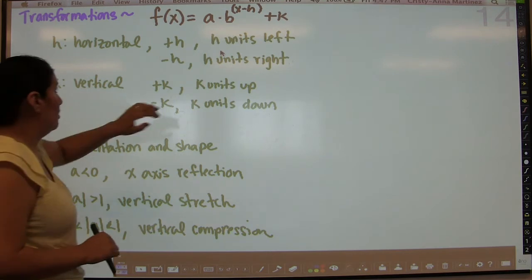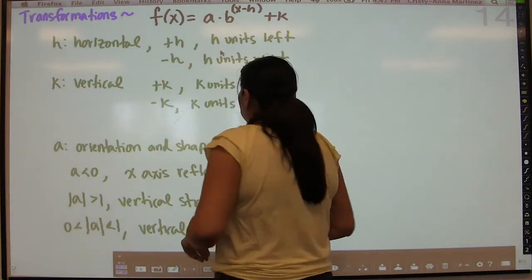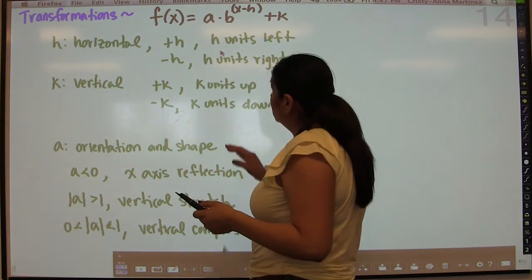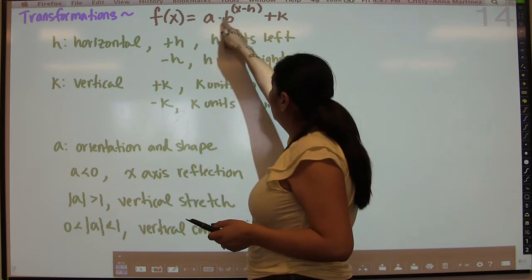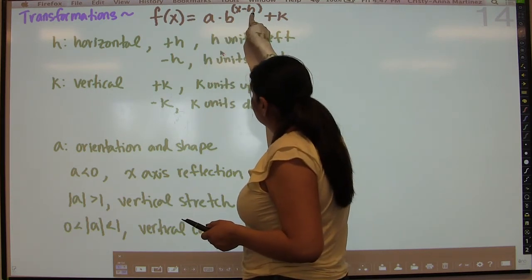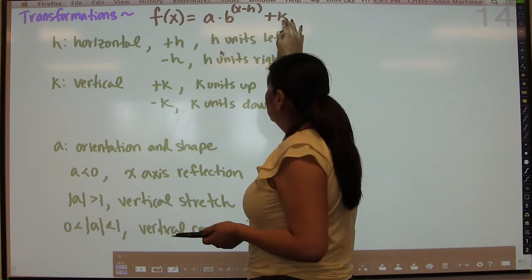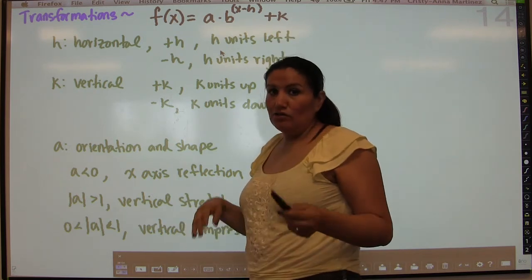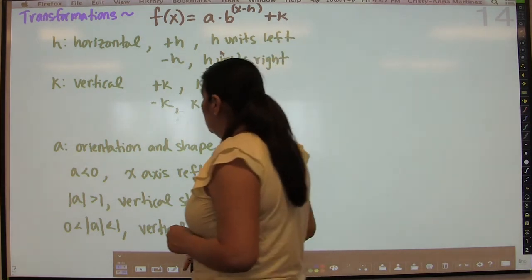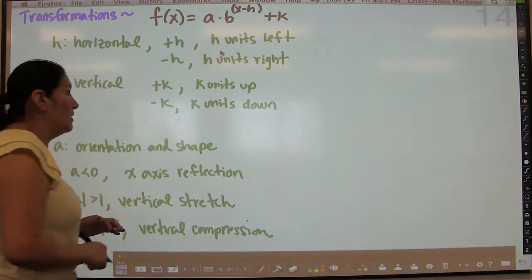So you will see up here the parent graph along with a couple of extra letters. So we have an a, we have an x minus h instead of just the b to the x power, and a k. The h and the k and the a, those are all letters that we've used in the past. So just want to remind you of what they mean.